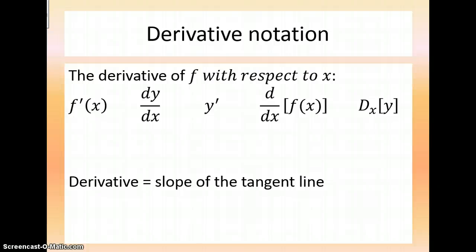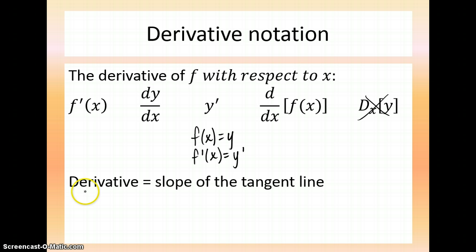Okay, so different derivative notations. We would say the derivative of f with respect to x, f prime of x. That's the one that we'll use most frequently. The next one, dy dx. The third one, y prime. We know in function notation f of x is equal to y. So f prime of x must be equal to y prime, the derivative with respect to x of a given function.